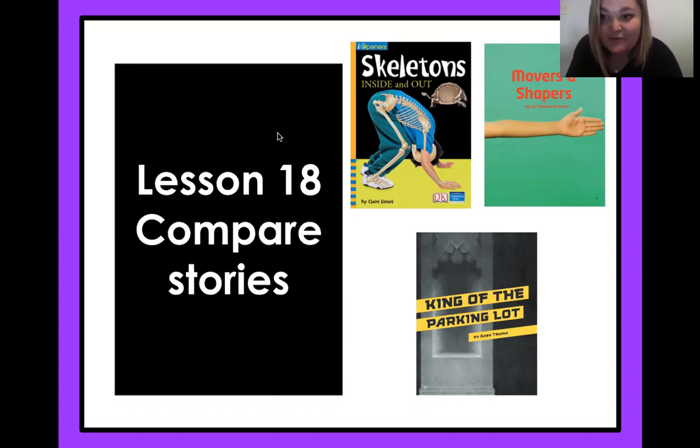Skeletons Inside and Out, if you remember, we went through and we learned about the different animals and how we were the same and how we were different. And then we looked at Movers and Shapers, and we learned about our own bodies and how it all worked together. Then we learned about King of the Parking Lot, and we looked at skeletons in a little different way in that story. So which one was your favorite? Why?